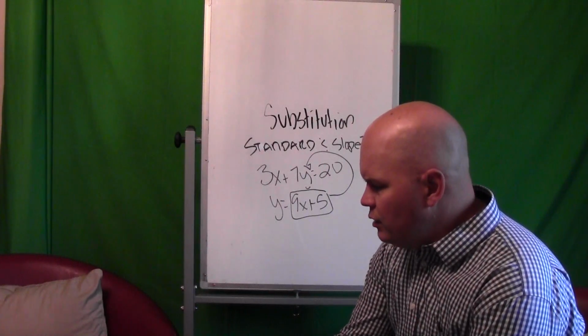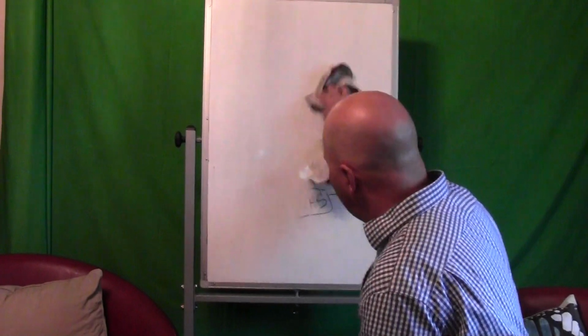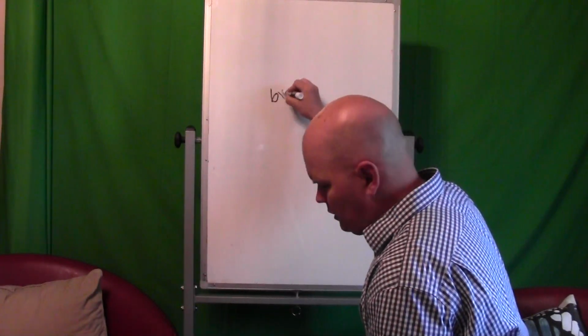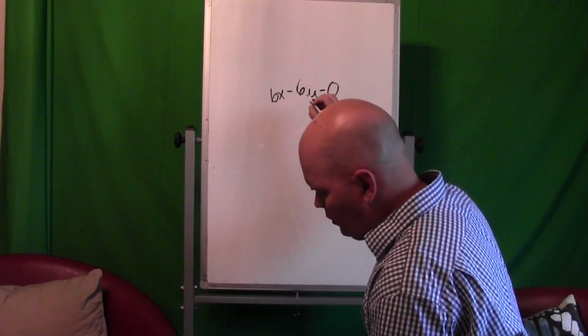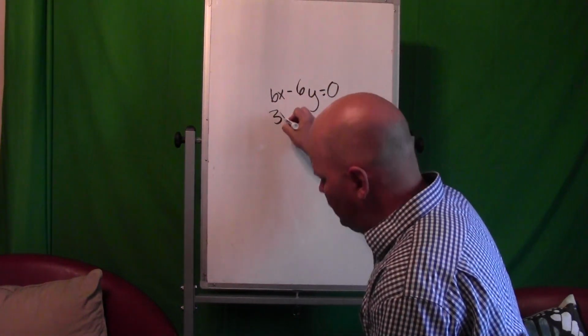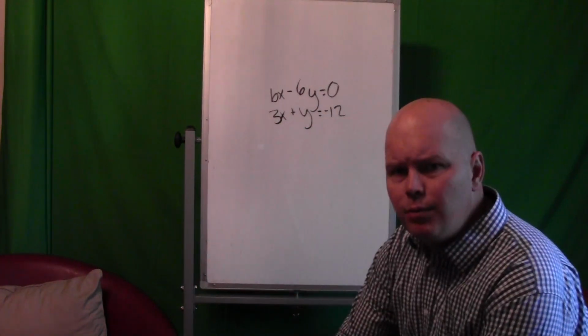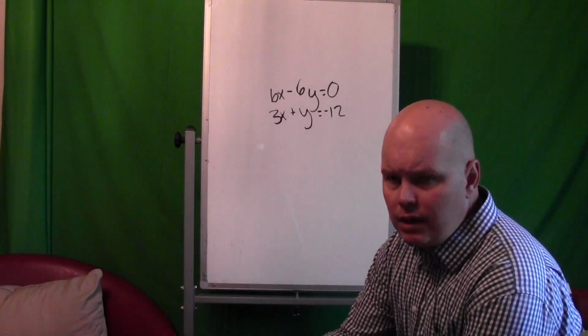At the end of that, I'll solve one of these for you real quick. I have a 6x minus 6y equals 0, and then 3x plus y equals negative 12. I have 3 of these types of problems for you to solve, just to practice the elimination since we're just finishing up with that this week.